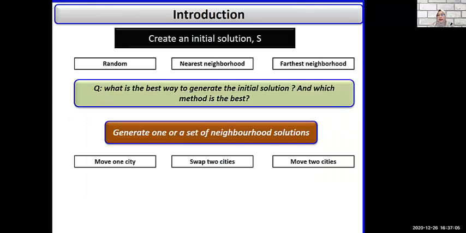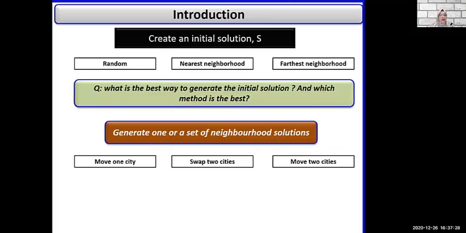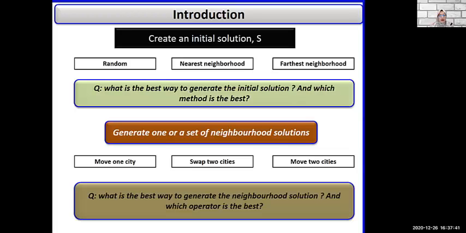How to generate a neighbor solution? Okay, let's say we already created an initial solution. Now, the next question is how to generate a neighbor solution. We can, let's say, move one city, swap two cities, or move two cities, and many more. The question is, what is the best way to generate a neighbor solution, and which operator is the best?